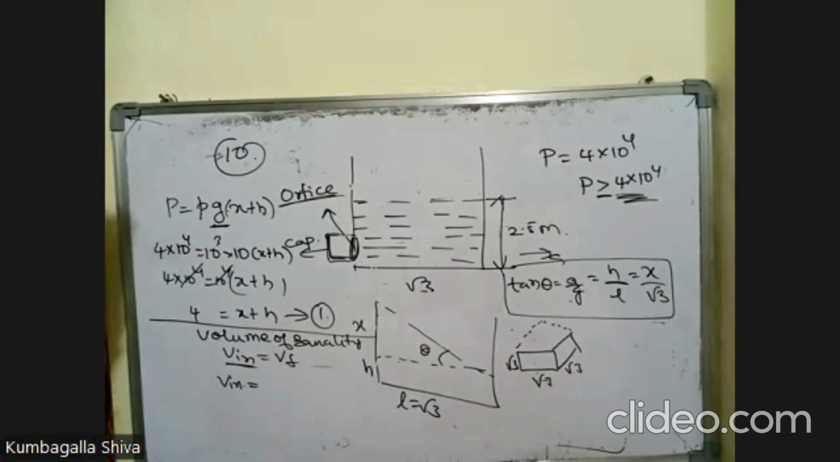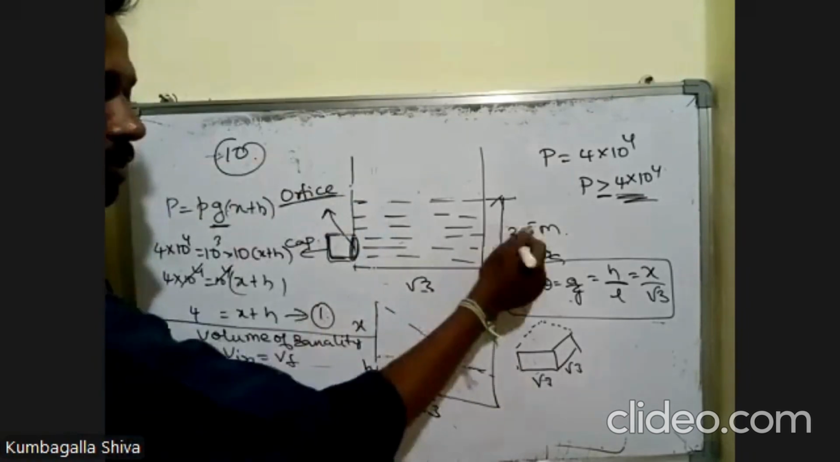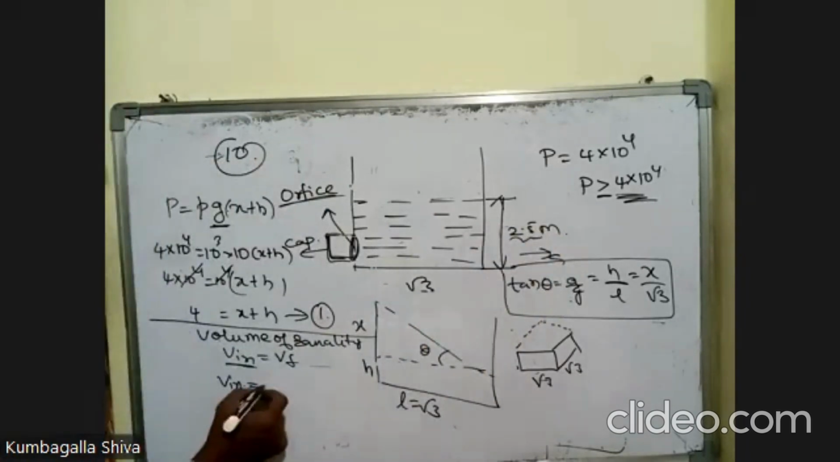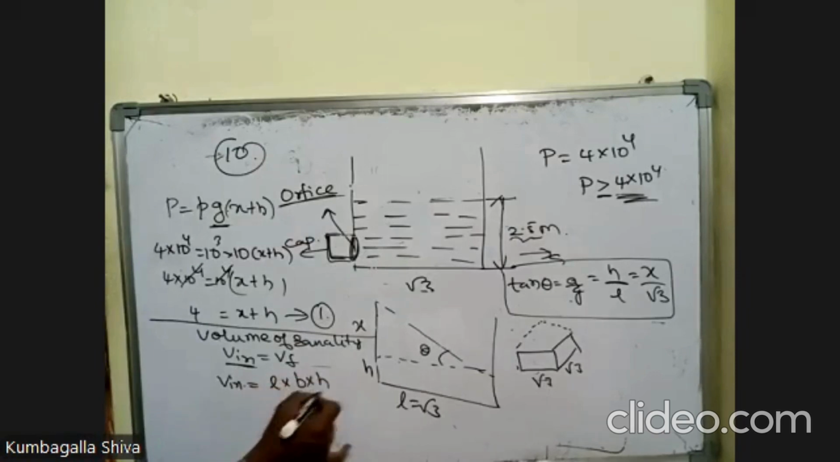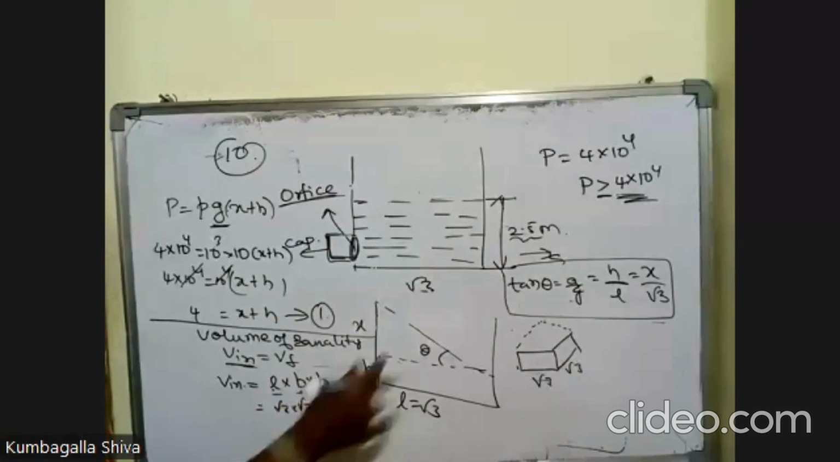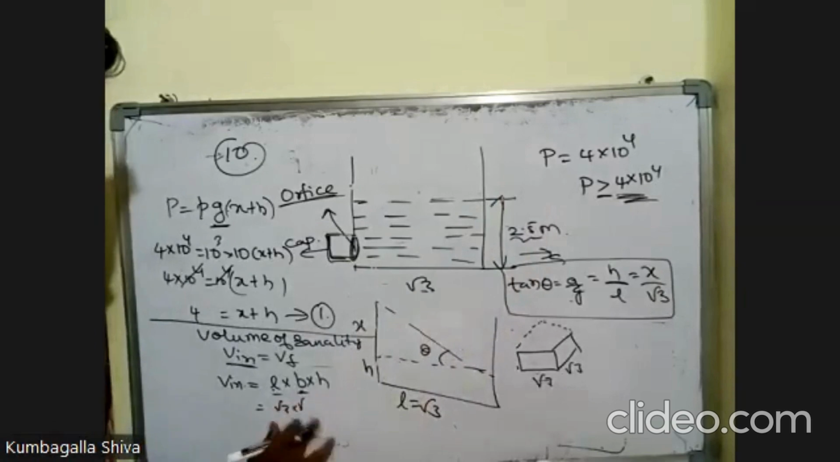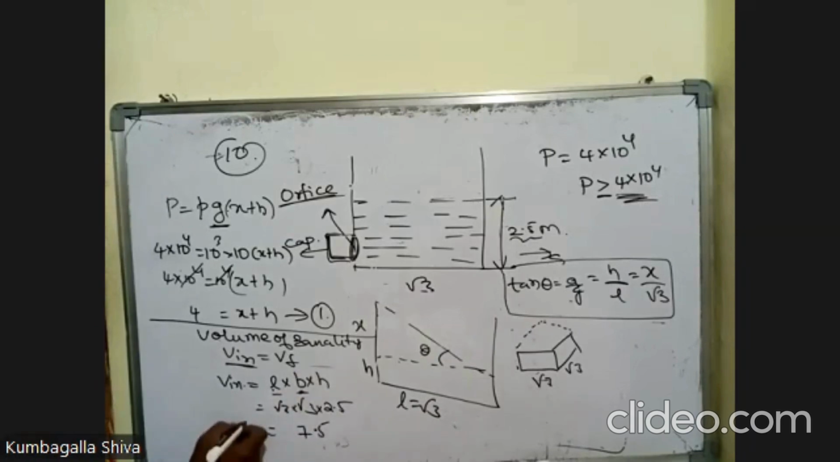So what do you do? Length into breadth into height. But you have noticed initially the height is how much? 2.5. So initial volume is length into breadth into height. Length and breadth are equal, so root 3 into root 3, and the initial height is 2.5. Root 3 into root 3 is 3, and 3 into 2.5 is 7.5. V initial is 7.5 meter cube.